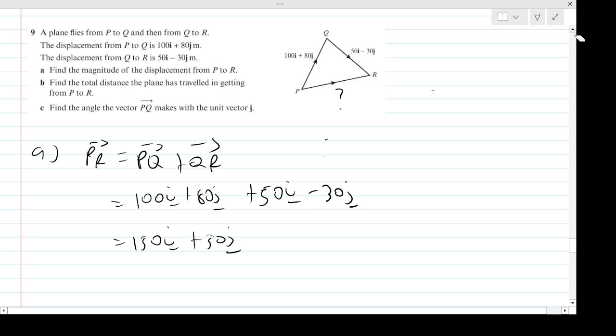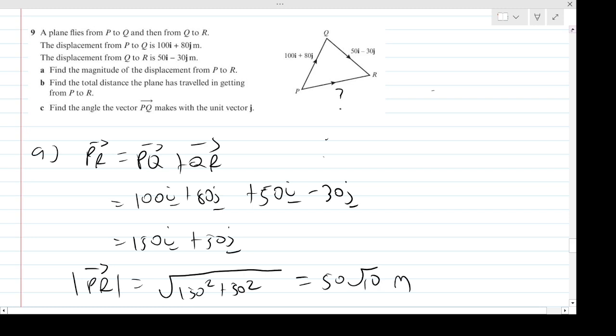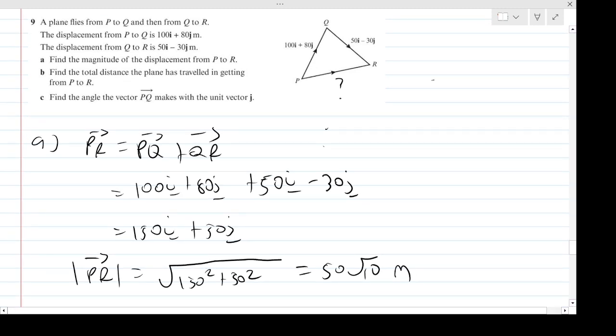And there we are. So then the magnitude is the magnitude of this vector from P to R. That's going to be the root of the two parts all squared, so 150 squared and 50 squared, and that would be 50 root 10. And it's in meters. So again, this represents the distance from P to R, this length here. Okay, cool.